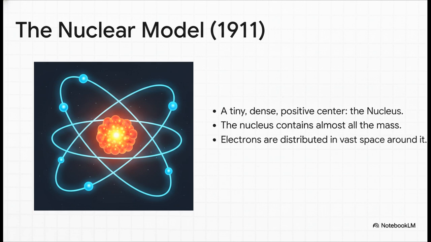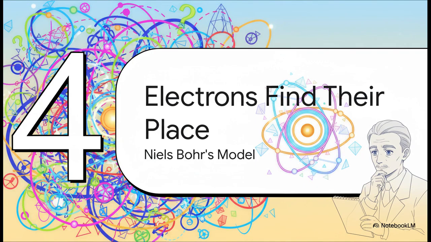All the positive charge and pretty much all the mass of the atom were packed into this impossibly tiny center called the nucleus. And the electrons, they weren't in a pudding. They were just out there, somewhere in that huge, vast, empty space that makes up the rest of the atom. But there was a huge problem with Rutherford's model. A fatal flaw, really. It was completely unstable.